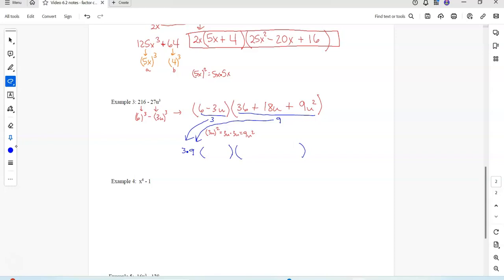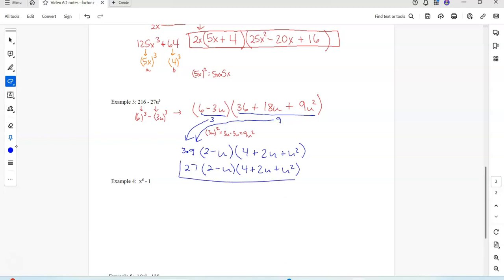6 minus 3u divided by 3 gives me 2 minus u. And when I take the 36 plus 18u plus 9u squared and divide all those by 9, I get 4 plus 2u plus u squared. So my final answer here will be 27 times 2 minus u times 4 plus 2u plus u squared.